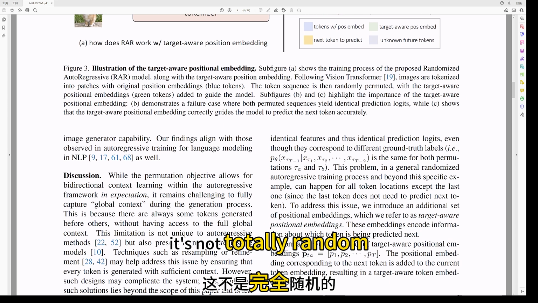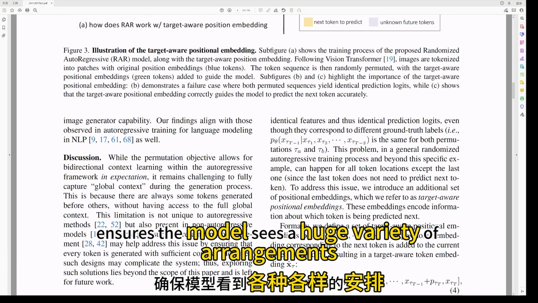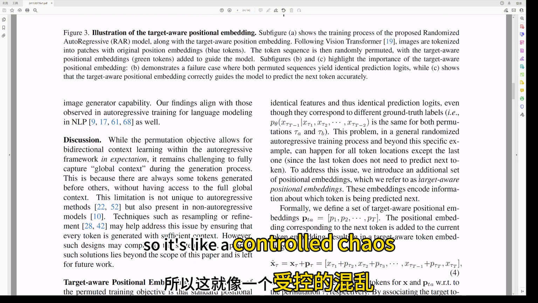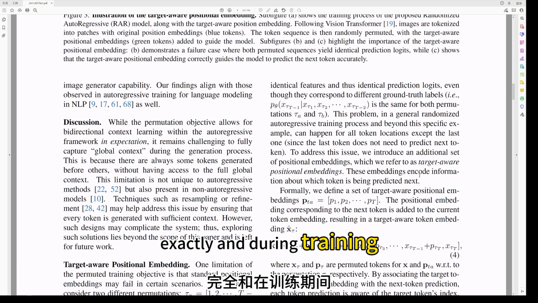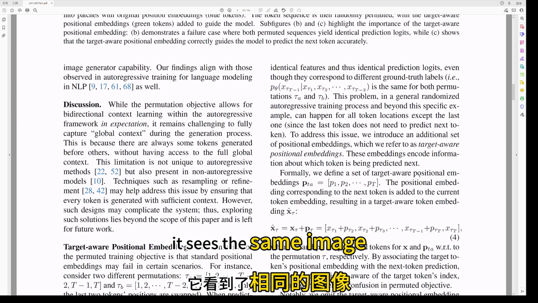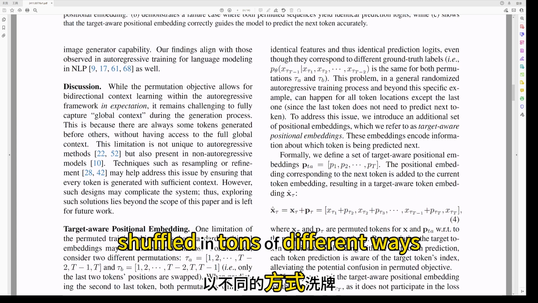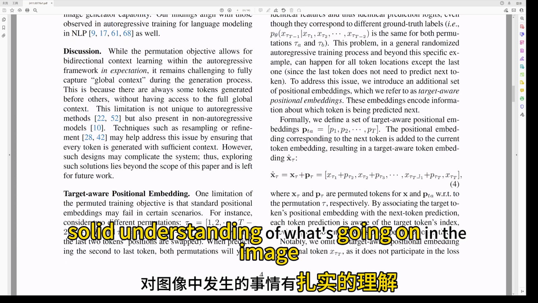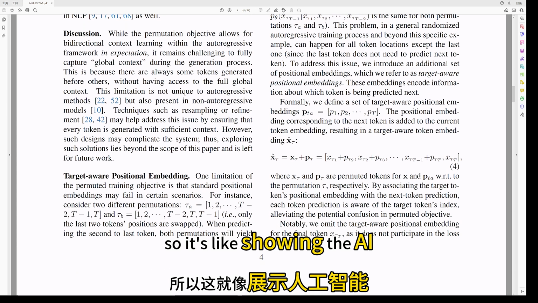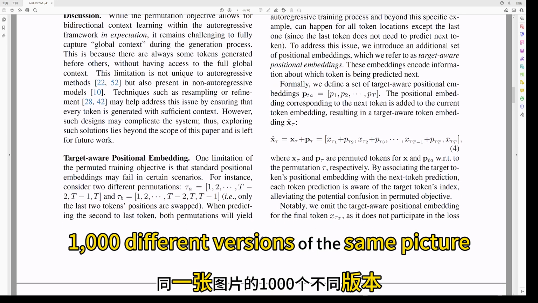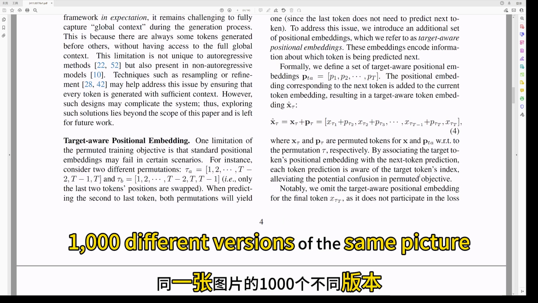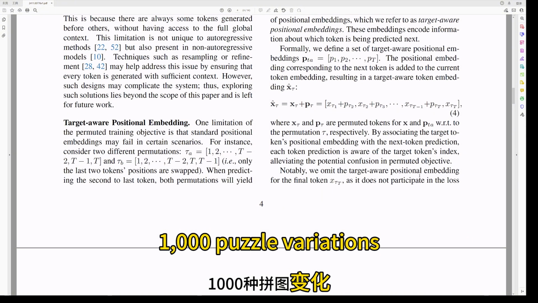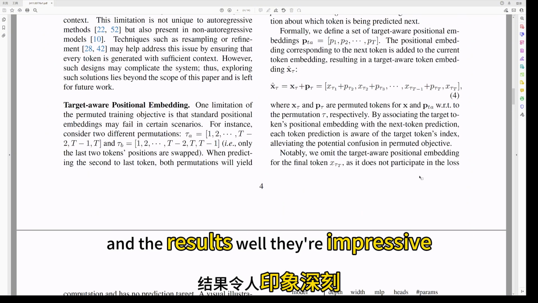It's not totally random, but it ensures the model sees a huge variety of arrangements. So it's like controlled chaos. Exactly. And during training, it sees the same image shuffled in tons of different ways. This helps it build a really solid understanding of what's going on in the image. So it's like showing the AI 1,000 different versions of the same picture. 1,000 puzzle variations. And the results, well, they're impressive.